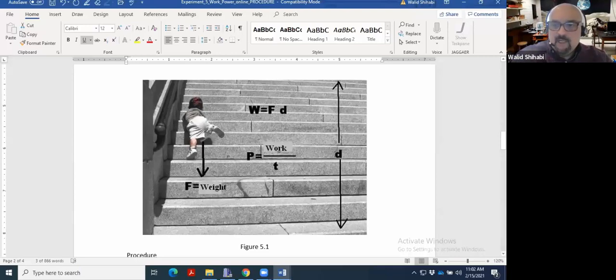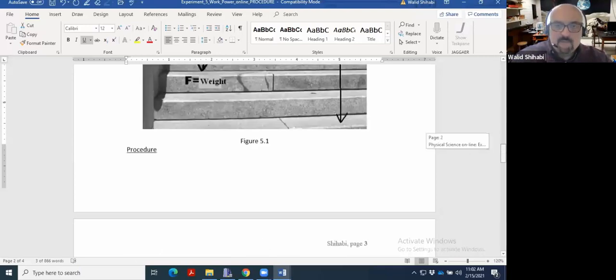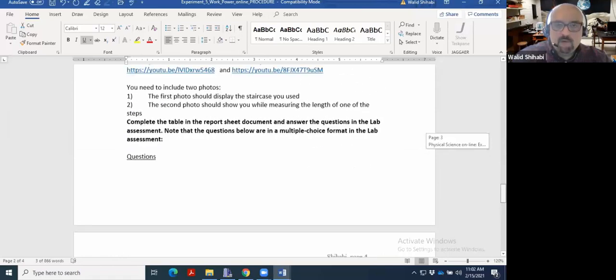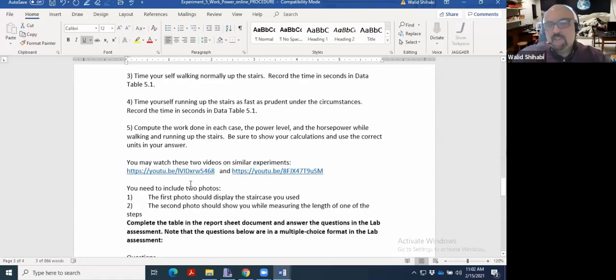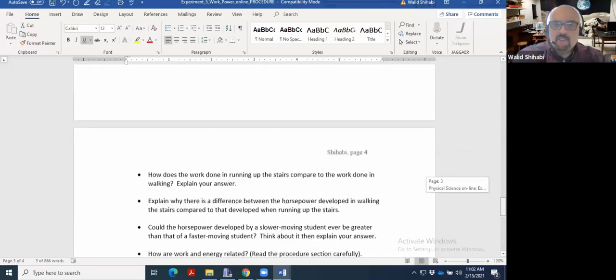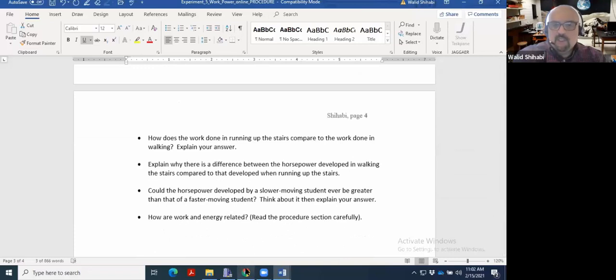But yeah, basically we'll be running and walking a flight of stairs. And then you'll be completing the table in the worksheet. And I have here some videos that show you an example of how this experiment was done. So make sure you watch those two videos. And then you need to answer those questions. So let me go to the worksheet and show you the worksheet you have to fill out.